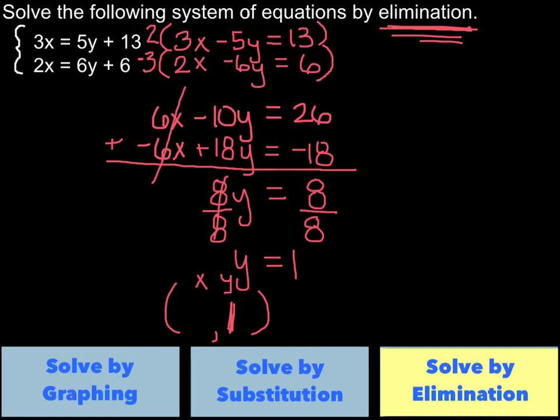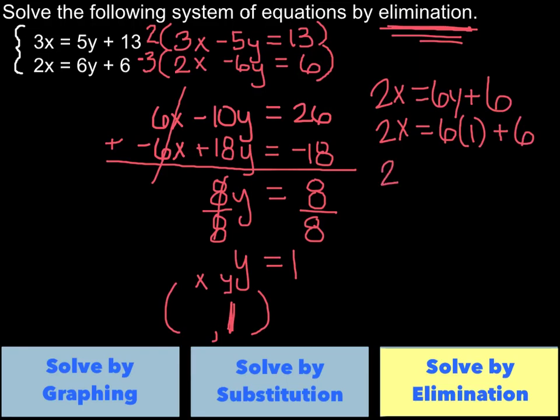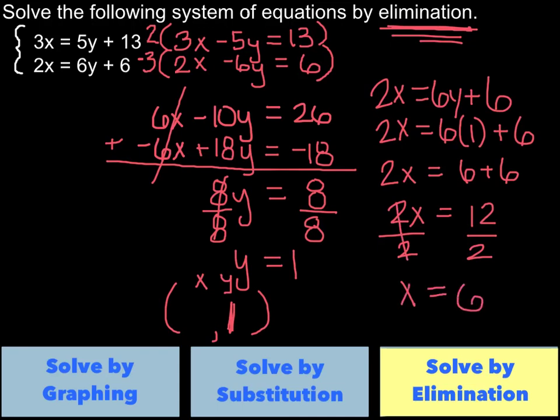I like the second one because the numbers are smaller. So 2x equals 6y plus 6. But y was 1. So now I will solve for x. Let's clean up this side. 6 times 1 is 6, plus 6, which is 12. And then divide by 2, x equals 6. So now I have my final answer.